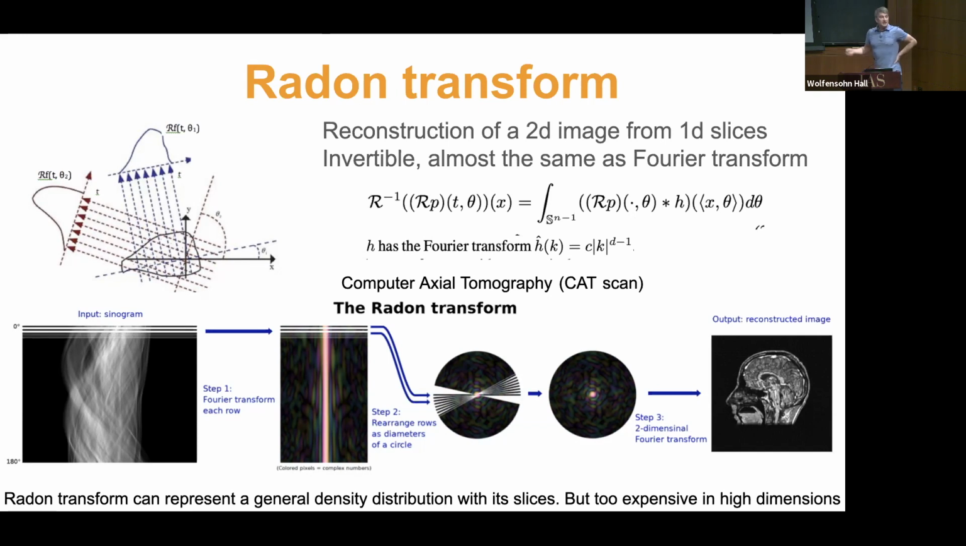So why is this hard in high dimensions? Because you have the so-called curse of dimensionality. You would have to do this along so many different projections that it becomes impossible. So in high dimensions, the curse of dimensionality is a challenge. What can we do instead is the following.